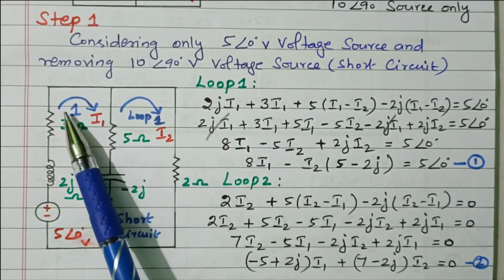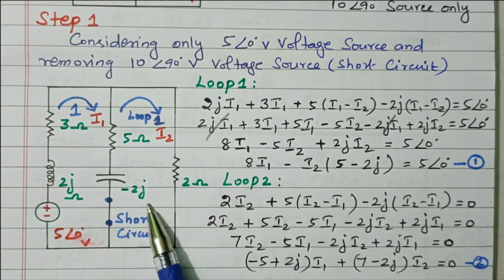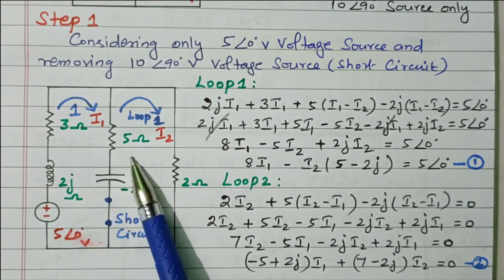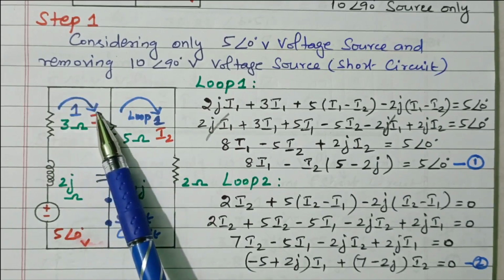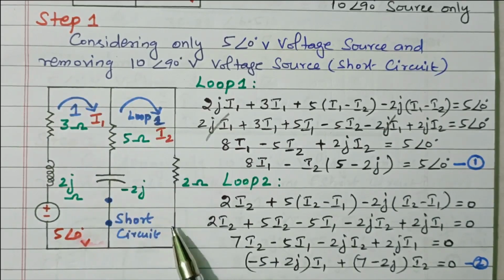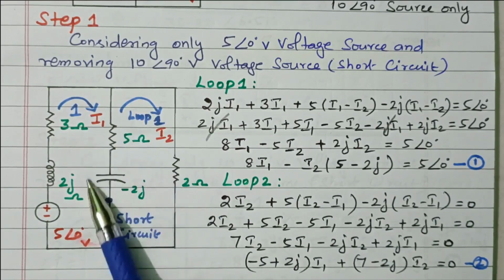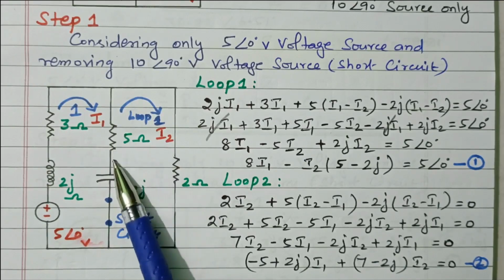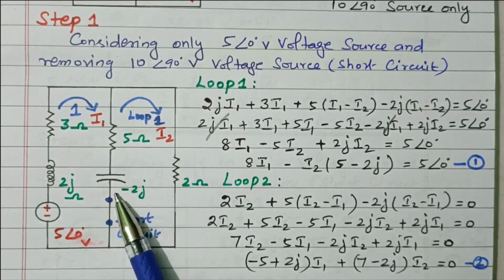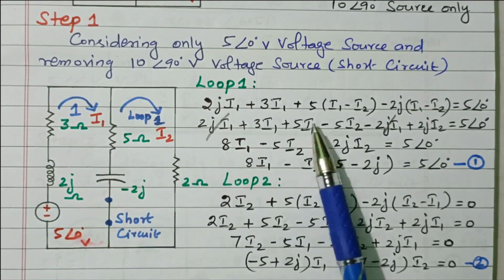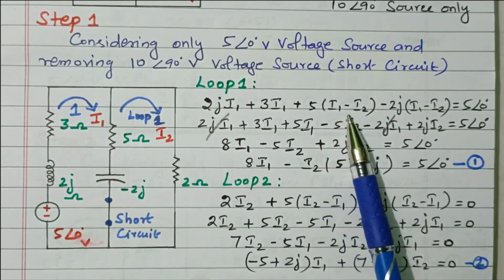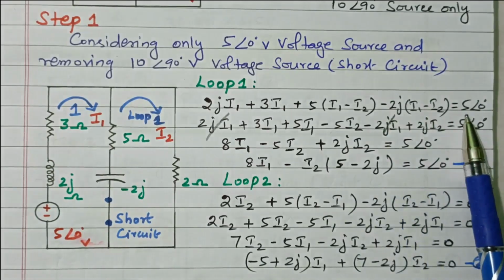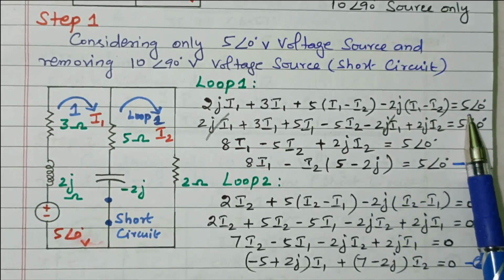In this 5 ohm resistor, I1 is flowing as well as I2. This arm is available between loop 1 and loop 2. I1 is flowing from top to bottom, I2 is flowing from bottom to top. Both are in opposite directions. So the difference in current, I1 minus I2, is flowing through this 5 ohm resistor and this capacitor. So that is 5 into (I1 minus I2), similarly minus 2J into (I1 minus I2). That is equal to the voltage source, 5 volt.